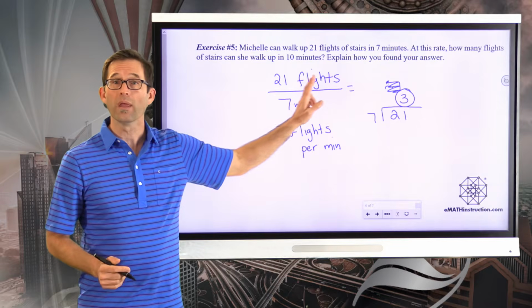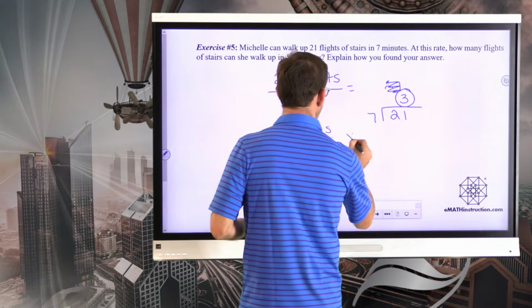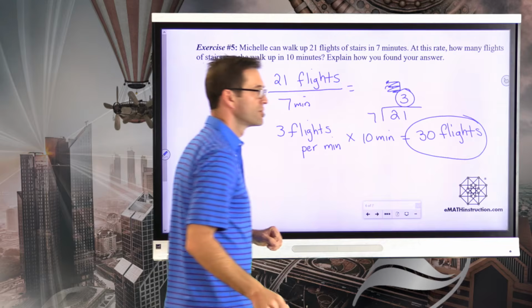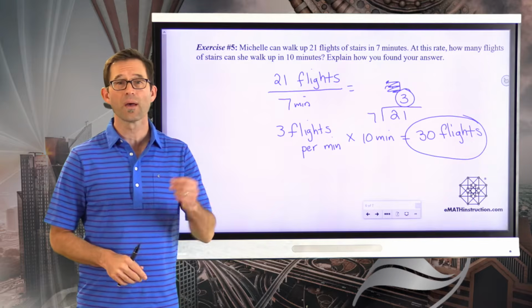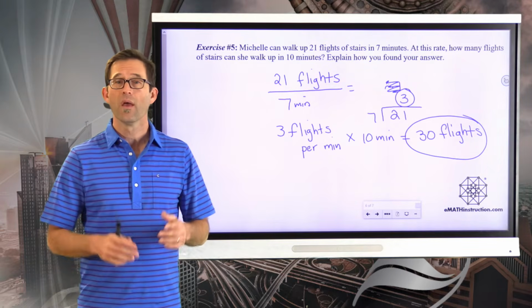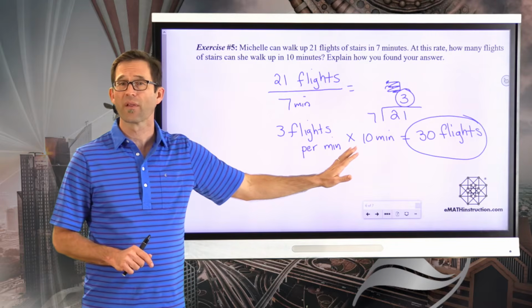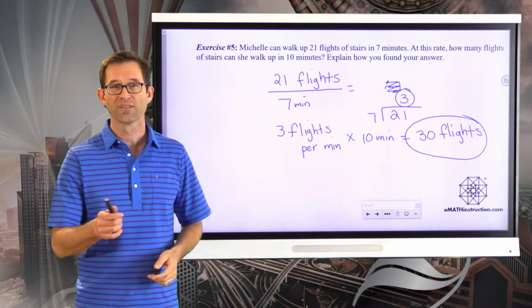So now, if we know that she's going to walk for 10 minutes, look at how great these units work out, times 10 minutes, it means she can get up 30 flights of stairs. Right? So that's where having a unit rate is great, because once we have a unit rate, something per 1 unit of whatever, then we can use that unit rate along with amount of time or something like that to figure out further answers. All right, let's wrap this up.